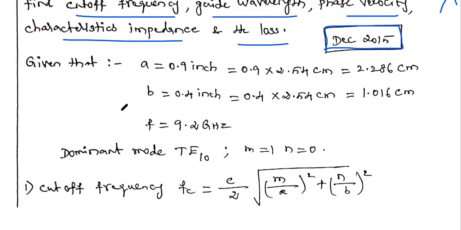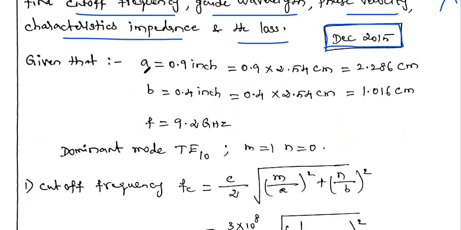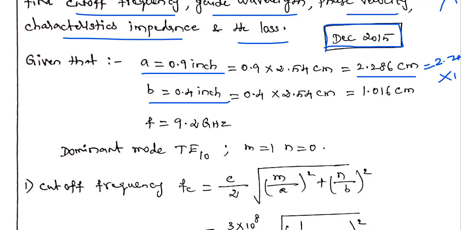Okay, so the first step is to write down the given data. Here the dimensions A and B are given in inch. So in order to convert inch into centimeter, you just multiply by 2.54. Okay, 1 inch is said to be 2.54 centimeter. So 0.9 into 2.54 centimeter is 2.286 centimeter. Again, this 2.286 centimeter you convert into meter. So 2.286 into 10 to the power minus 2.